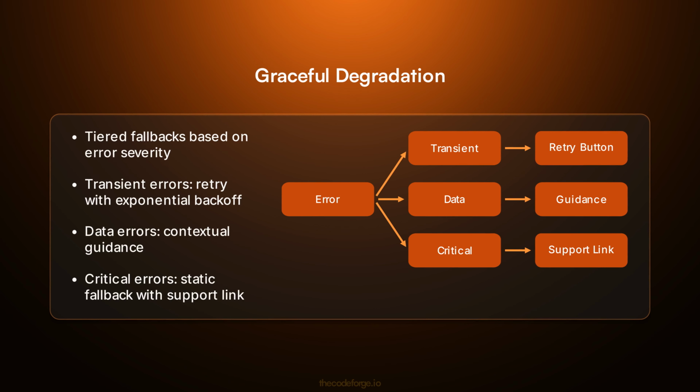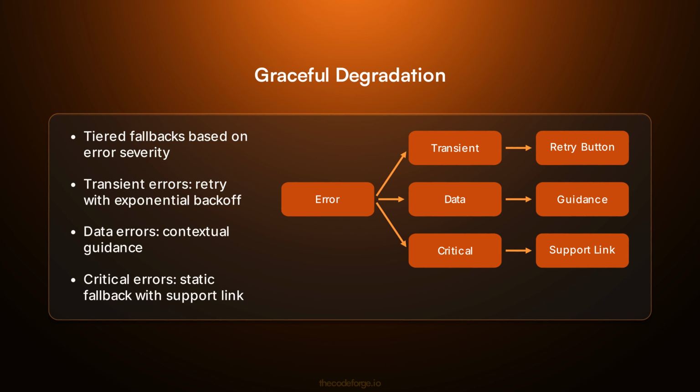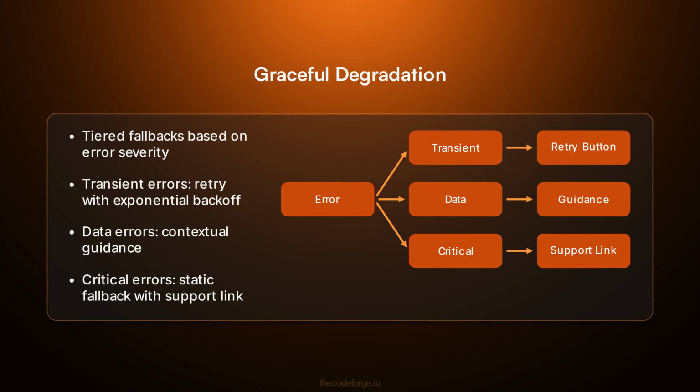Error handling is ultimately about user experience. Implement tiered fallback strategies based on error severity. For transient errors like network timeouts, show a retry button with exponential backoff. For data errors like missing resources, show contextual guidance. For catastrophic errors, show a static fallback page with a support link. Always show an error digest or ID so support teams can correlate user reports with monitoring data.